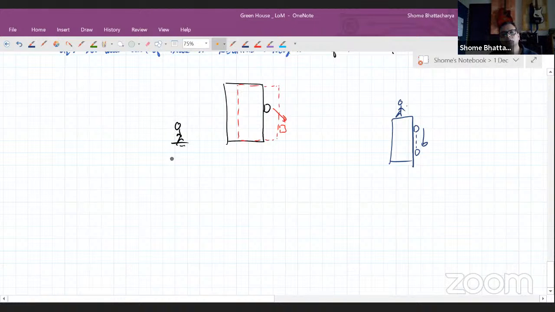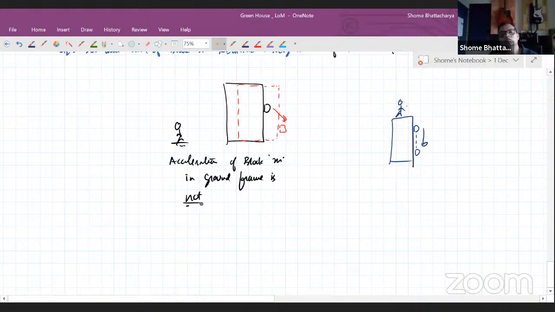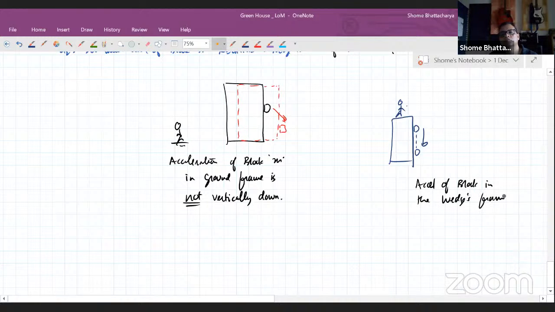Okay. So the acceleration of the block small m in ground frame is not vertically downwards. Okay, it is this sort of diagonal direction, whereas the acceleration of the block in the wedge's frame is downwards. Okay, so that's the thing to understand.